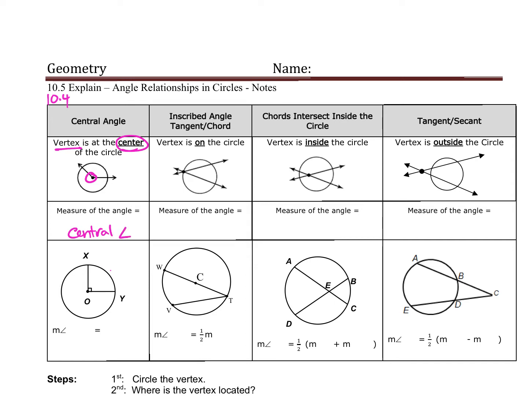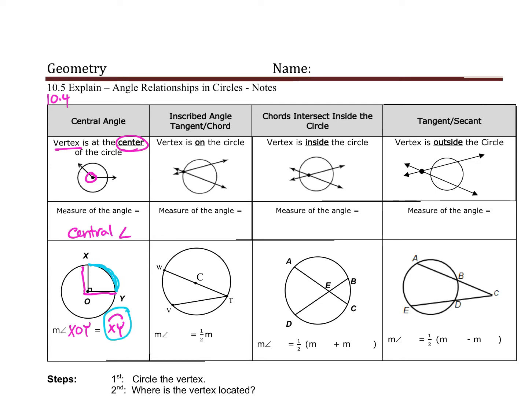So when I'm looking at this one right here, if I have angle XOY, it is also equal to arc XY. So we're saying that the two things are exactly the same. And it is because it's a central angle.